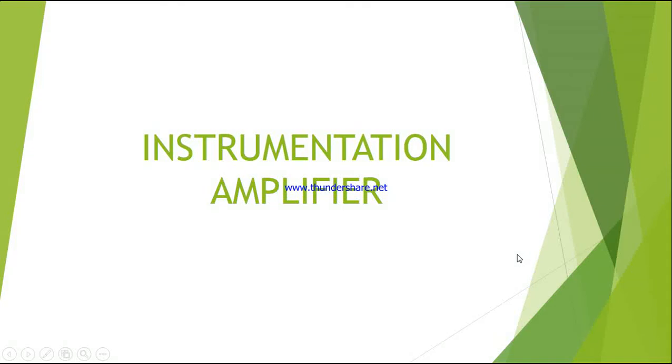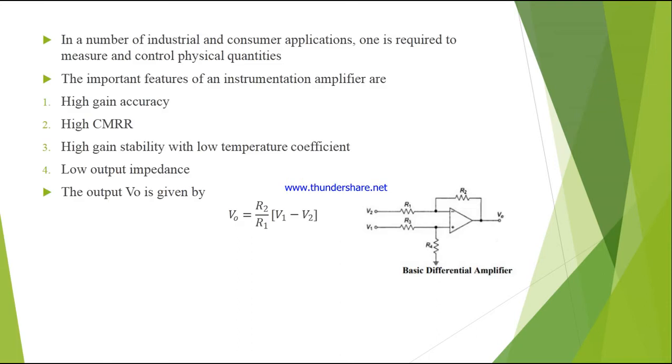Students, now we can see the instrumentation amplifier. In a number of industrial and consumer applications, one is required to measure and control physical parameters, and some typical examples are measurement and control of temperature, humidity, light sensitivity, water flow, etc. These physical parameters are usually measured with the help of a transducer, and the output of the transducer has to be amplified so it can drive the indicator or display devices, and this function is performed by the instrumentation amplifier.